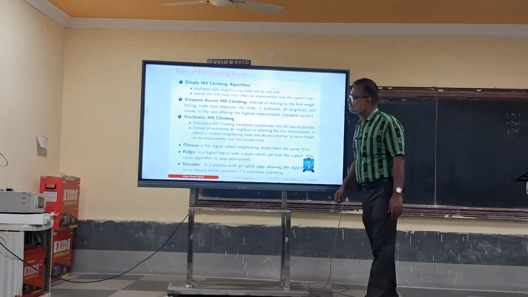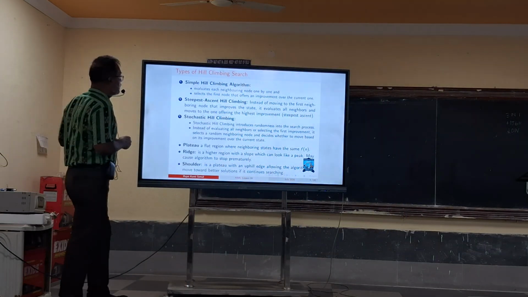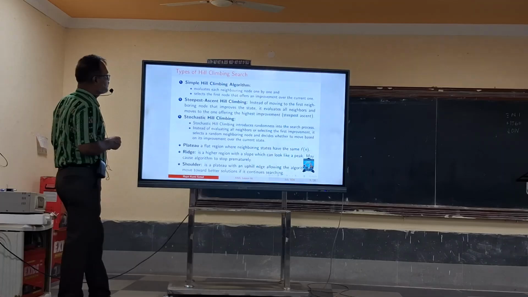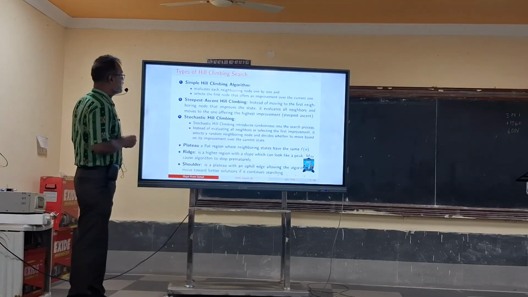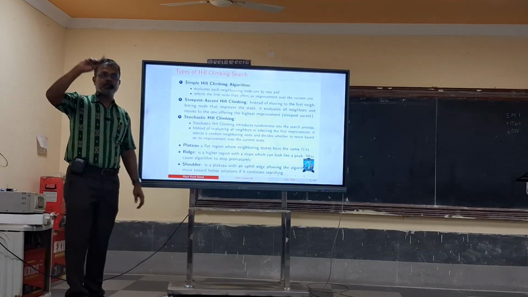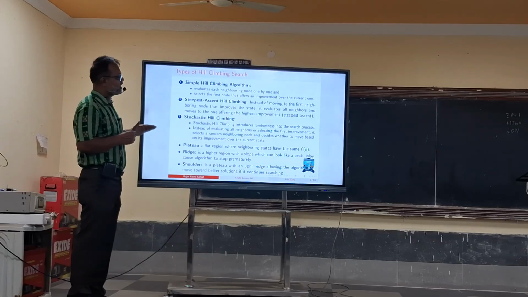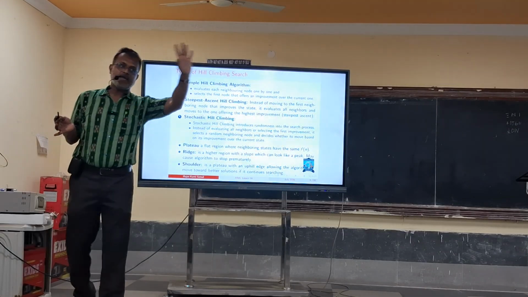So what are the various types of hill climbing search? The first one is the simple hill climbing algorithm. It evaluates each neighboring node one by one and selects the first node that offers an improvement over the current one. Steepest ascent means slope. We see the slope. Instead of moving to the first neighboring node that improves the state, it evaluates all the neighbors and moves to the one which provides the highest improvement.